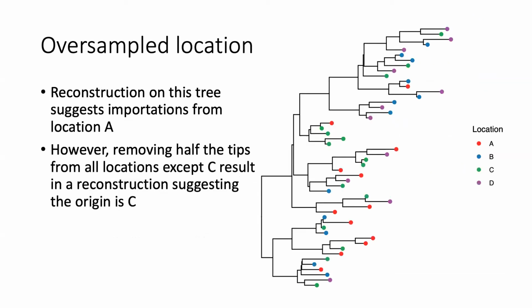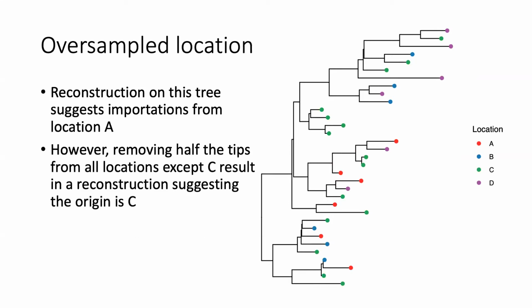It's not just a question of missing a location, however. There's also a question of how many samples you take from each location. So this is another tree, and the parsimony reconstruction, which I'm just using as an example, there are quite a lot of methods you can use to do this, suggests that the importations come from location A. However, suppose I remove half the tips of all the locations except C, then you get another tree. It's the same one, just taking away those ones. And because C is overrepresented in this tree, you get C as a reconstructed origin.